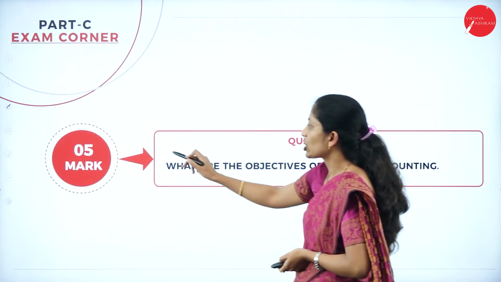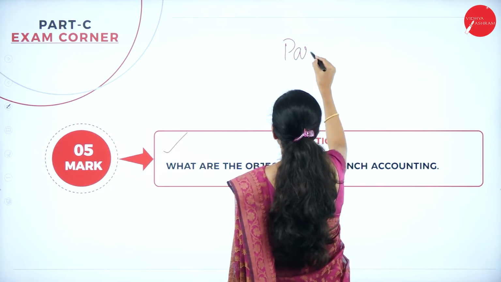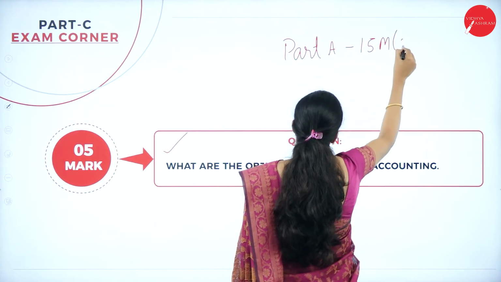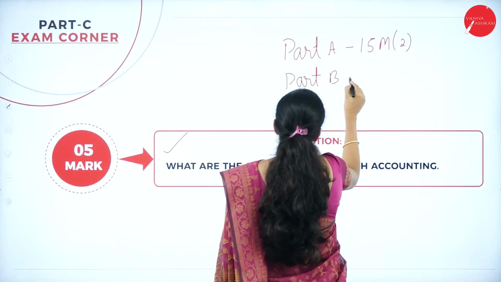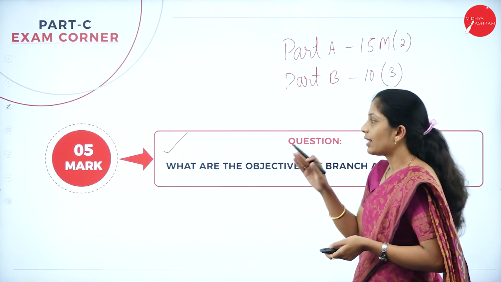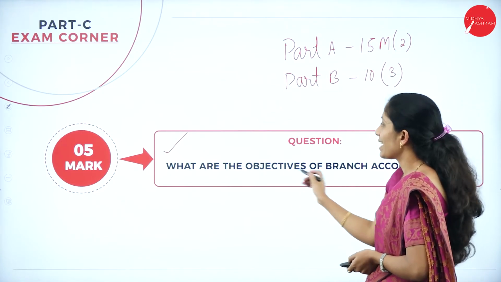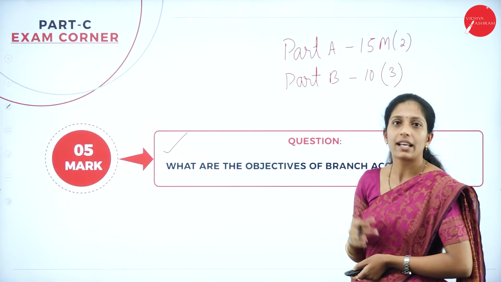Next, 5 marks. We shall come to 5 marks. So we have already discussed part A. Part A is for 15 marks where you have to write 2 questions. Next, part B is for 10 marks where you have to write 3 questions. Now we shall come to part C, that is for 5 marks. So easy questions, and most of the time this 5 marks question will be a theory question.